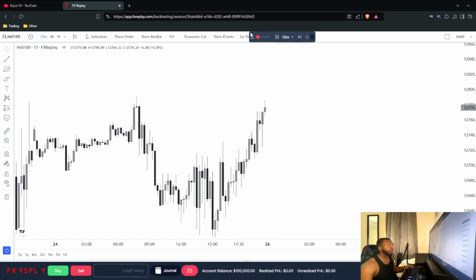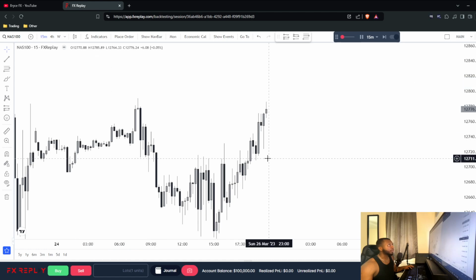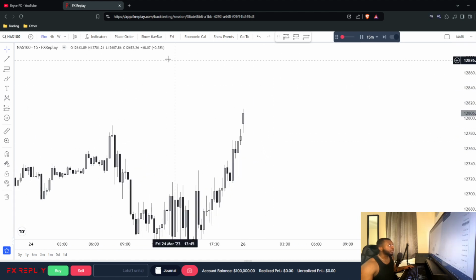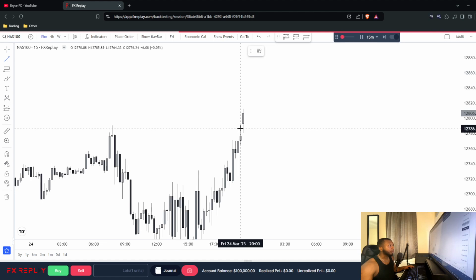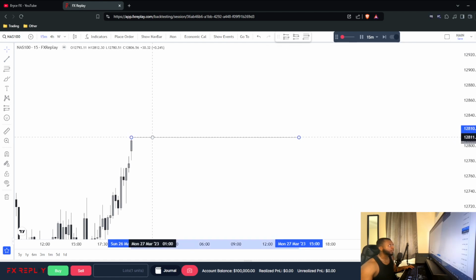Okay, so as you can see, I'm currently on the charts on FX Replay. Now I'm just going to go through my whole process of how I like to trade. So first things first is I want to mark where the daily open is. Now the reason why I want to do this is because I like to actually keep track of how price has moved throughout the sessions.